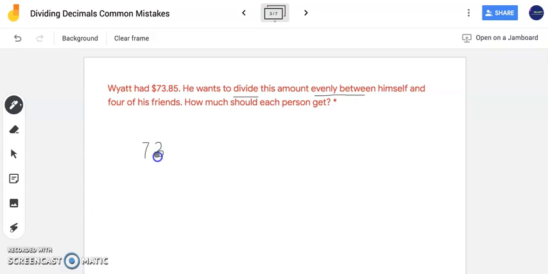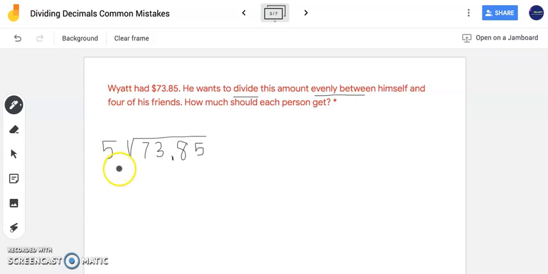So I have $73.85, and I saw that many of you chose to divide it by 4. But I notice in the problem here it says between himself and 4 of his friends. So yes, you're dividing by 4 of his friends, but you also need to include Wyatt as well. So you should be dividing by 5 instead of 4. And if you chose to divide by 4, you probably got some crazy answer. But if you chose to divide by 5, you got much closer to the accurate answer.